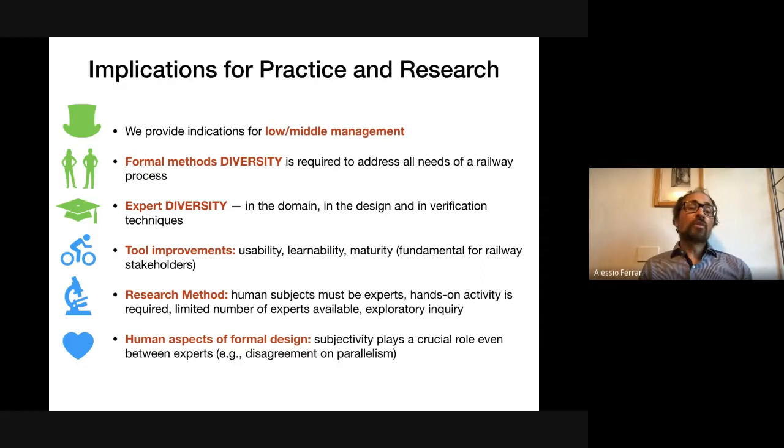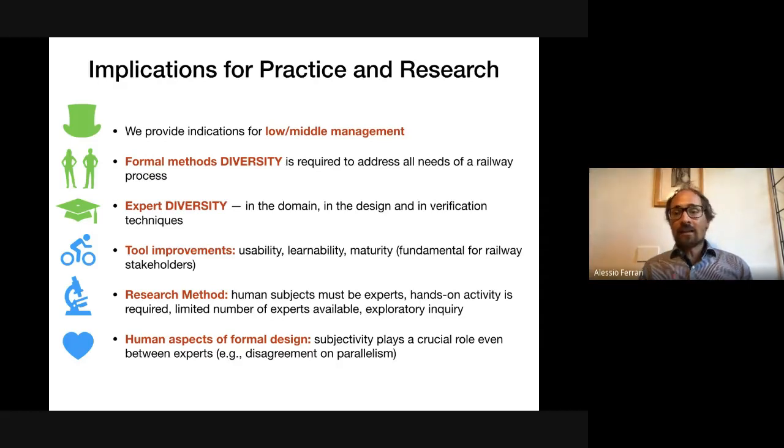Also, we are contributing with the research method, because this is the first judgment study performed in the comparison of tools that requires high expertise, and it is particularly appropriate as a design for any study in which expertise is required by the human subjects involved. You have a limited number of experts available, and you are still in an exploratory stage of your research.